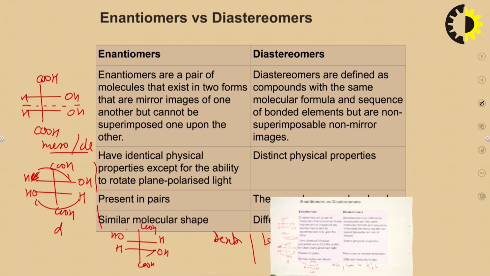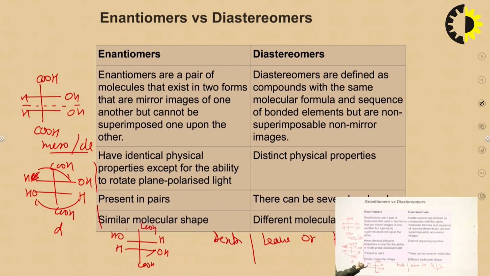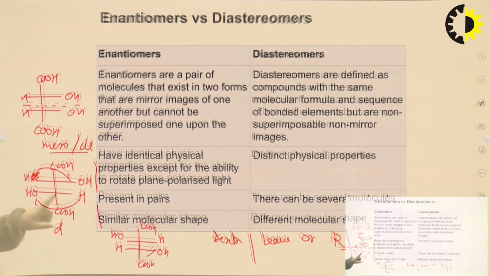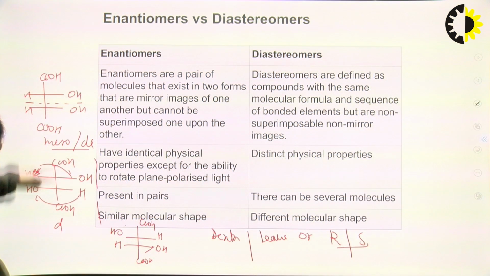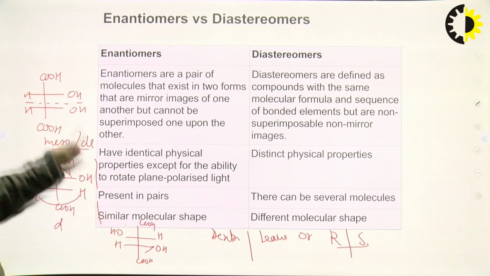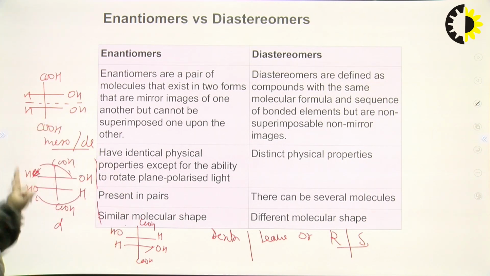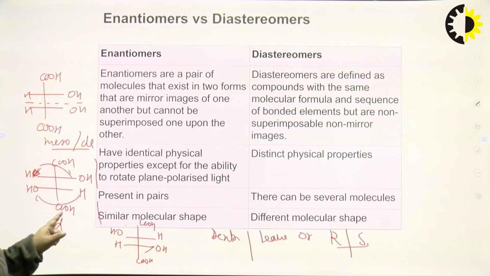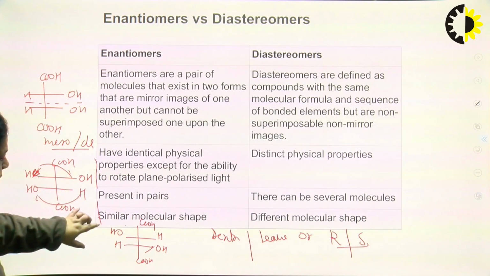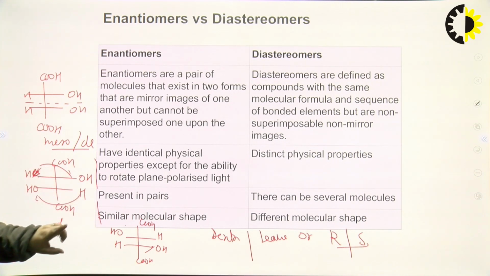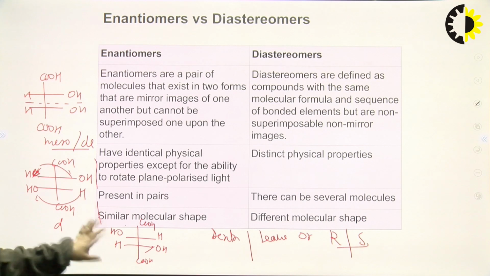So in this case, this pair is an enantiomer. But if we make a pair of this with this, and this compound with this, these are called diastereomers. Is that clear? So enantiomers show optical activity, and they are mirror images of each other.